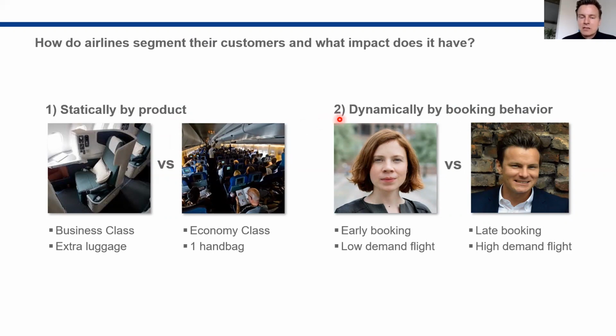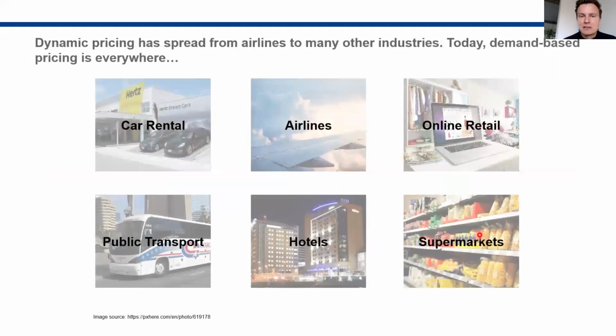The second one is a very important one, which is they also segment by booking behavior. For example, Stephanie paid a lower price. She only paid 100 euro because she booked a lot earlier. And she also selected a low demand flight. So this is why she paid only 100 euro. I, on my side, booked late and I have a high demand flight. So this is why I paid 150 euro. So we already see that the prices are differentiated between Steffi booking a flight and me booking a flight.